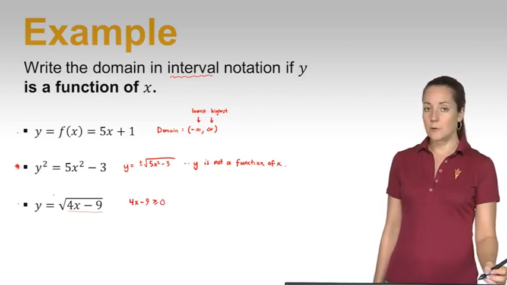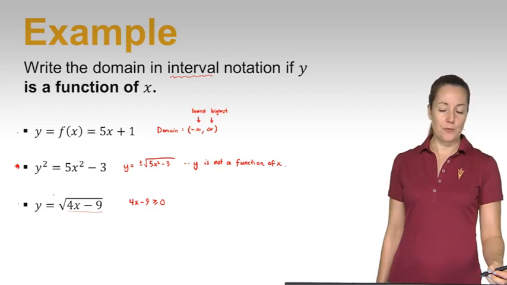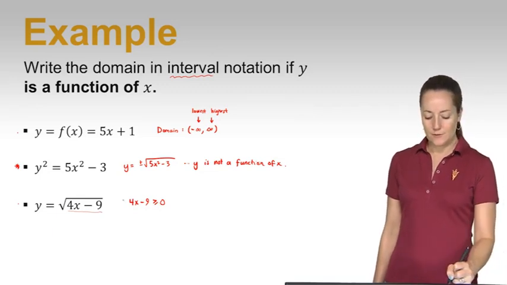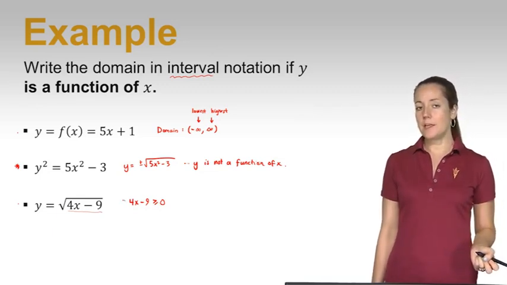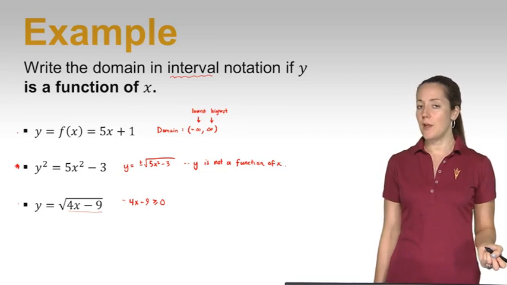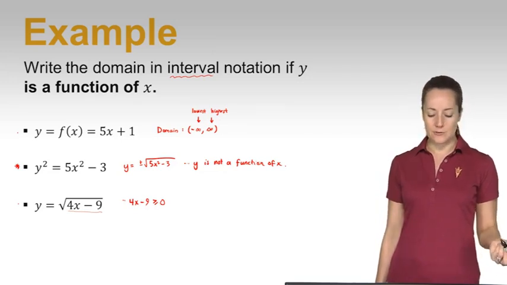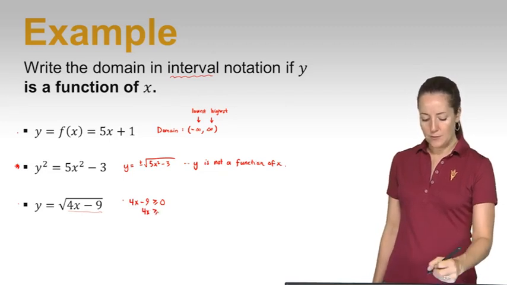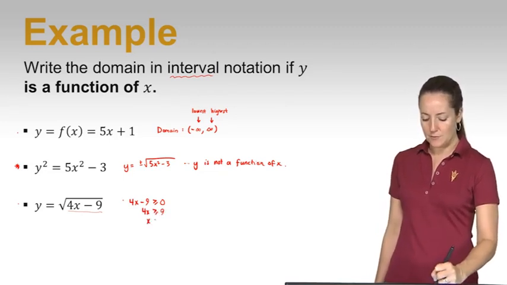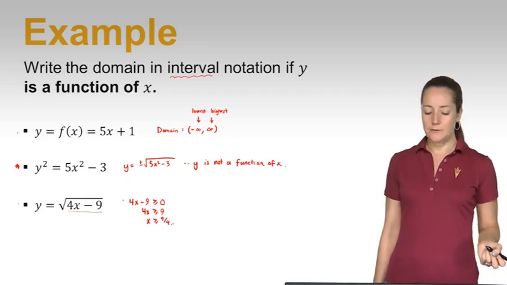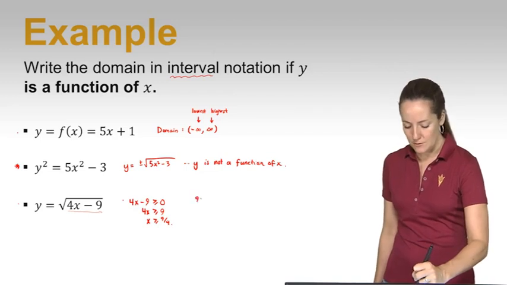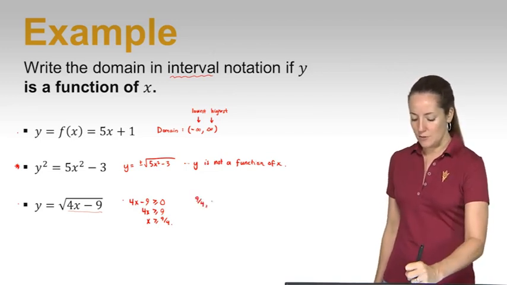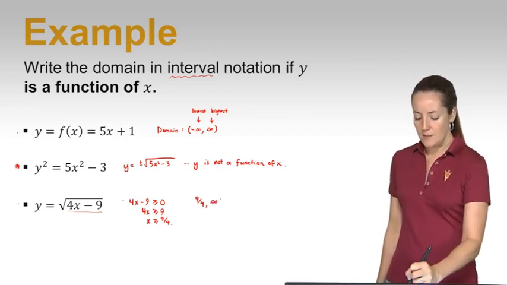That way I can take the square root of this and have a real number output for y. So if I solve this inequality here, I can determine what sorts of values for x we need, and then we can write that into interval notation. So just solving this, add 9 to both sides. 4x would have to be greater than or equal to 9. So x would need to be greater than or equal to 9/4, which means that in interval notation, 9/4 is the smallest number in my domain, and I can go as large as I want.